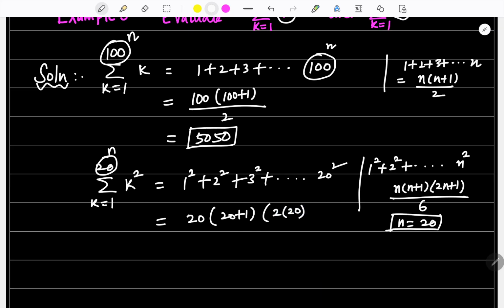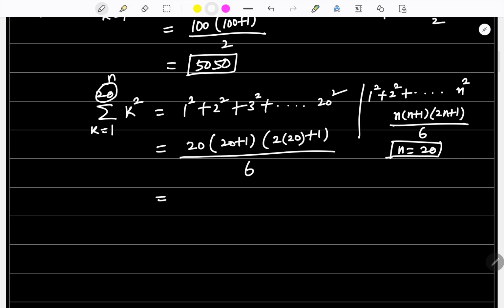Be careful in the calculator. 2 multiply by 20, there is a bracket. Close the bracket, divided by 6. All these things put in the calculator, you are going to get the answer 2870. Let me also check this one. Fraction mode. 20 bracket open, 20 plus 1 is 21. Close the bracket. Again bracket open, 20 into 2 is 40, 40 plus 1 is 41, and divided by 6. Every place you close the brackets. That's very, very important. Otherwise, you will get a wrong answer. 2870 is my answer.